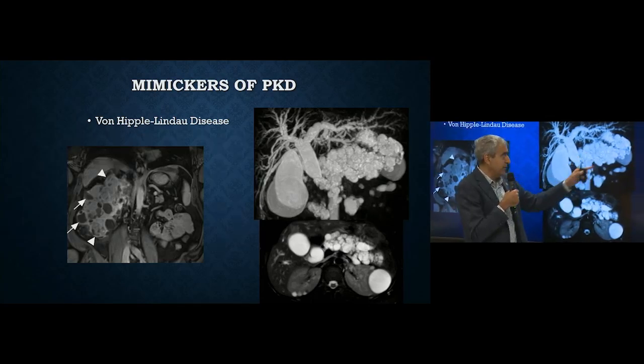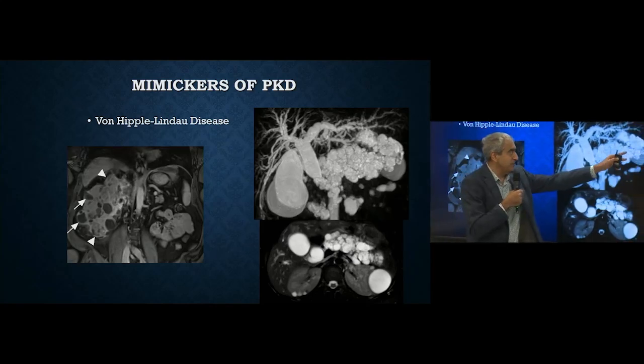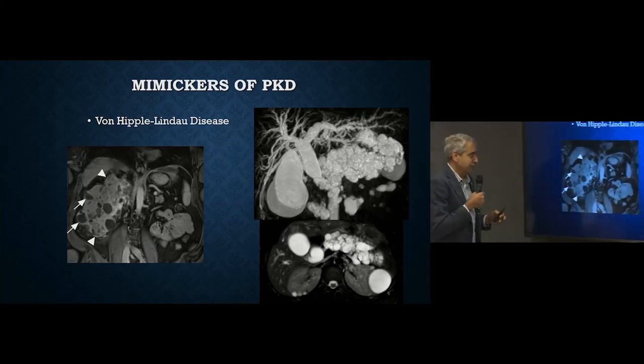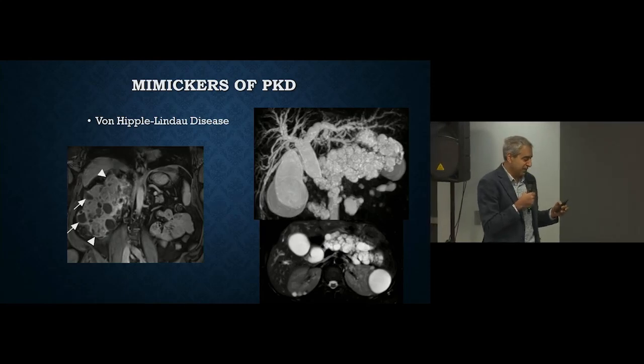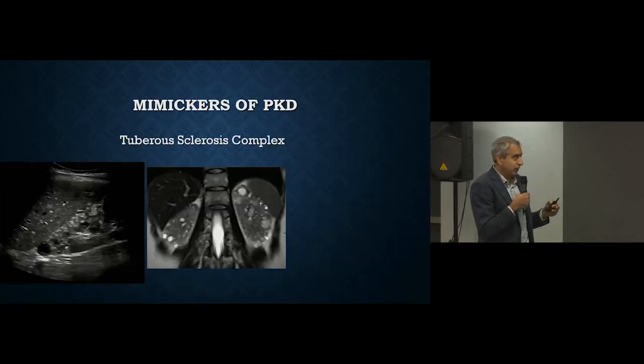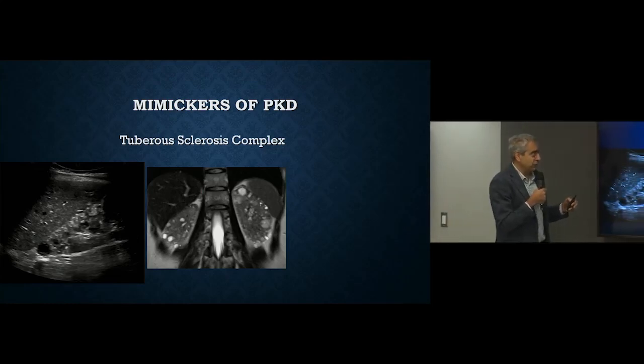Here is almost diffuse replacement of the entire pancreas, full of cysts. They can get different types of tumors within their pancreases, including cystic tumors such as serous cystadenomas. In that patient, the entire pancreas was replaced with serous cystadenomas.